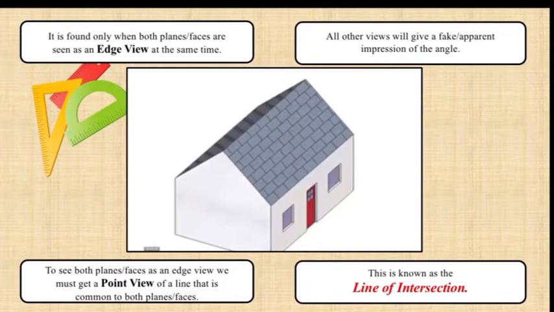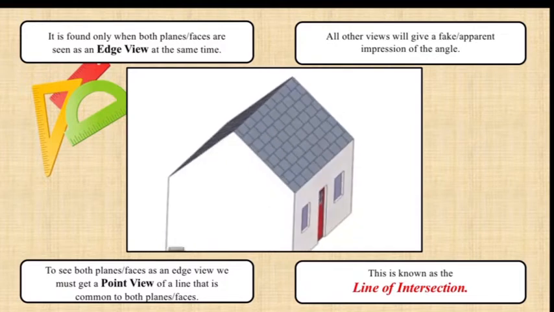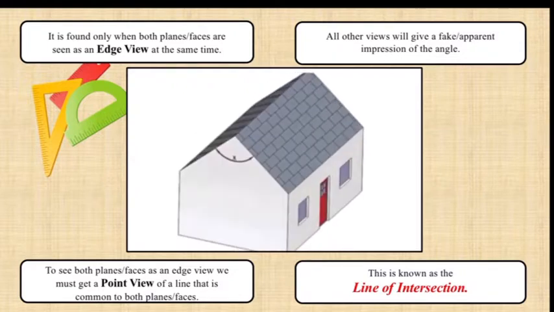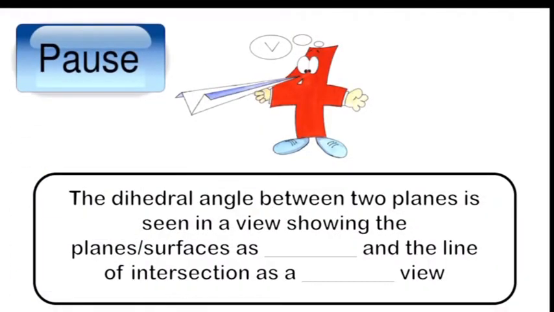It is found only when both planes are seen as an edge view at the same time. All other views will give a fake or apparent impression of the angle. To see both planes / faces as an edge view, we must get a point view of a line that is common to both planes / faces. This is known as the line of intersection. The dihedral angle between two planes is seen in a view showing the plane / surfaces as an edge and the line of intersection as a point view.